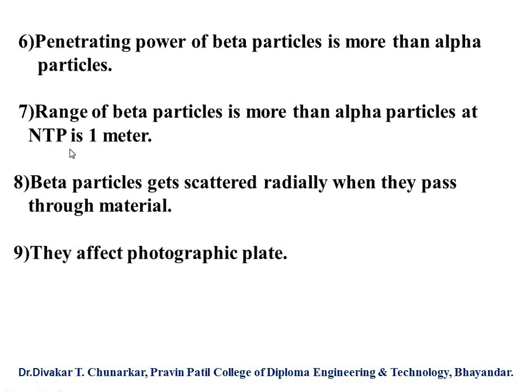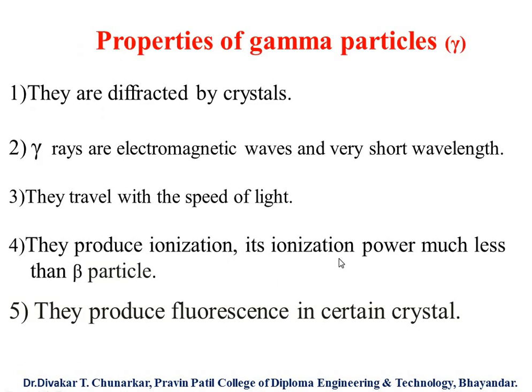Normal temperature and pressure is 1 meter. Beta particles get scattered radially when they pass through material. They affect the photographic plate. Both alpha rays and beta rays affect the photographic plate.